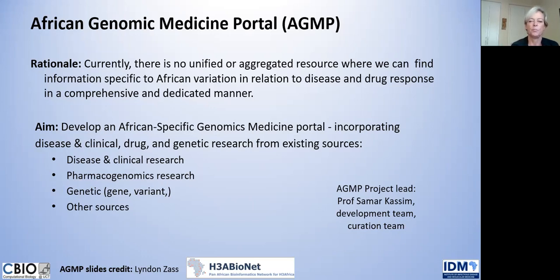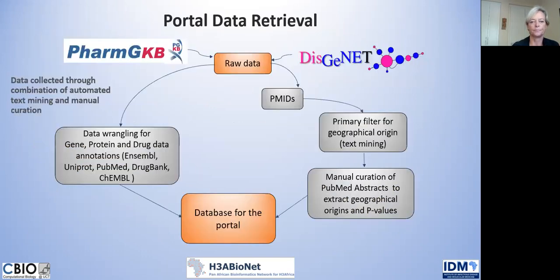So we wanted to develop a portal that was focusing particularly on African variants and information that could be relevant to genomic medicine or some sort of medical application. As a disclaimer, it's not supposed to be a clinical tool. This is a research tool for finding information that might be relevant. And so we wanted to incorporate disease and clinical drug and genetic research from various different sources. So the project lead is Samar from Egypt, and she's got a great team of developers and curators.